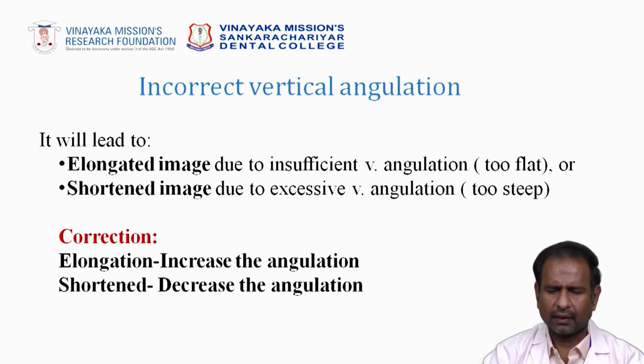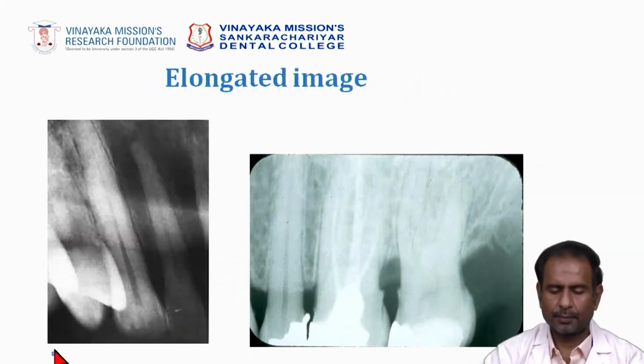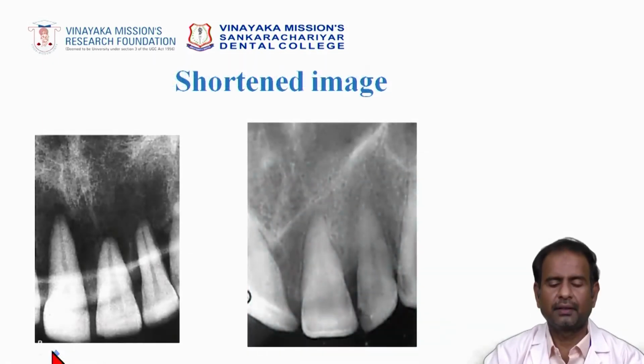So how do we correct the elongated image and the shortened image? To correct an elongated image, increase the angulation. To correct a shortened image, decrease the angulation. See this picture: there is an elongated image where the teeth are longer than in the normal image. In the shortened image, the teeth are very short.